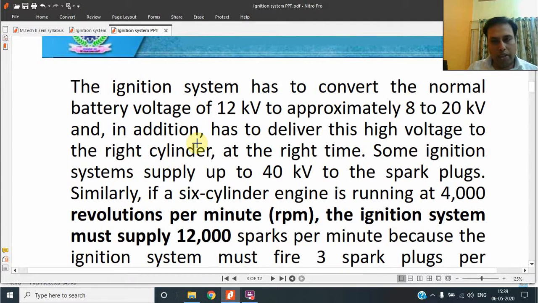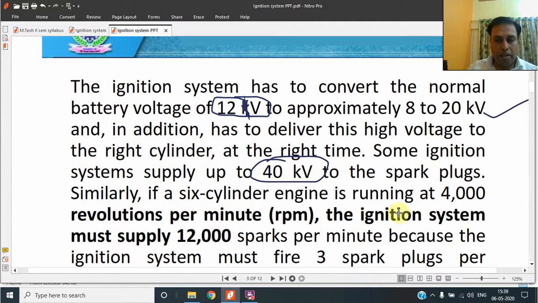How this voltage is generated will be illustrated to you through an illustrative video also. The ignition system has to convert the normal battery voltage, that is 12 volt (it is wrongly written as 12 kilovolt), to approximately 20 to 30 kilovolt. Sometimes it is 40 kilovolt also, means 40,000 volts.